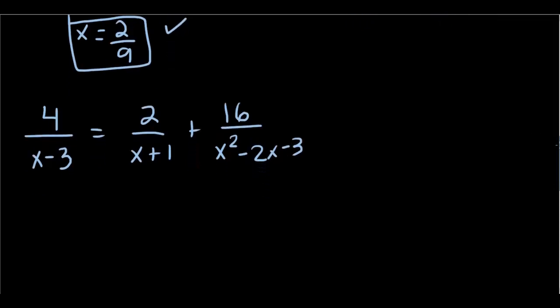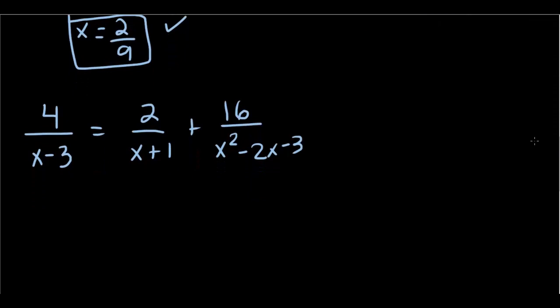Okay, so what we're going to do is factor this. Well, the x minus 3, there's really nothing I can do to it, and I cannot do anything to x plus 1 either. But I can factor this. I can look for factors of negative 3 whose sum is negative 2. So it's going to be x minus 3, x plus 1, because negative 3 times positive 1 is negative 3, and negative 3 plus 1 is negative 2.